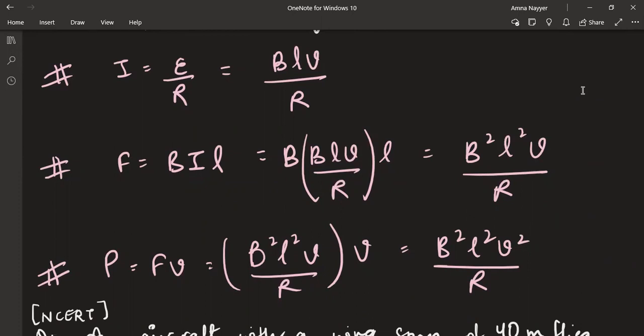And power is force into velocity. So whatever formula for force you have, you multiply it by velocity, you get B square L square V square by R. So BLV by R, B square L square V by R, B square L square V square by R. Class, more than the formula for this, derivation can be asked. Derivation as in, first you have to derive motional EMF and then put it here and see what is the final value you're getting.